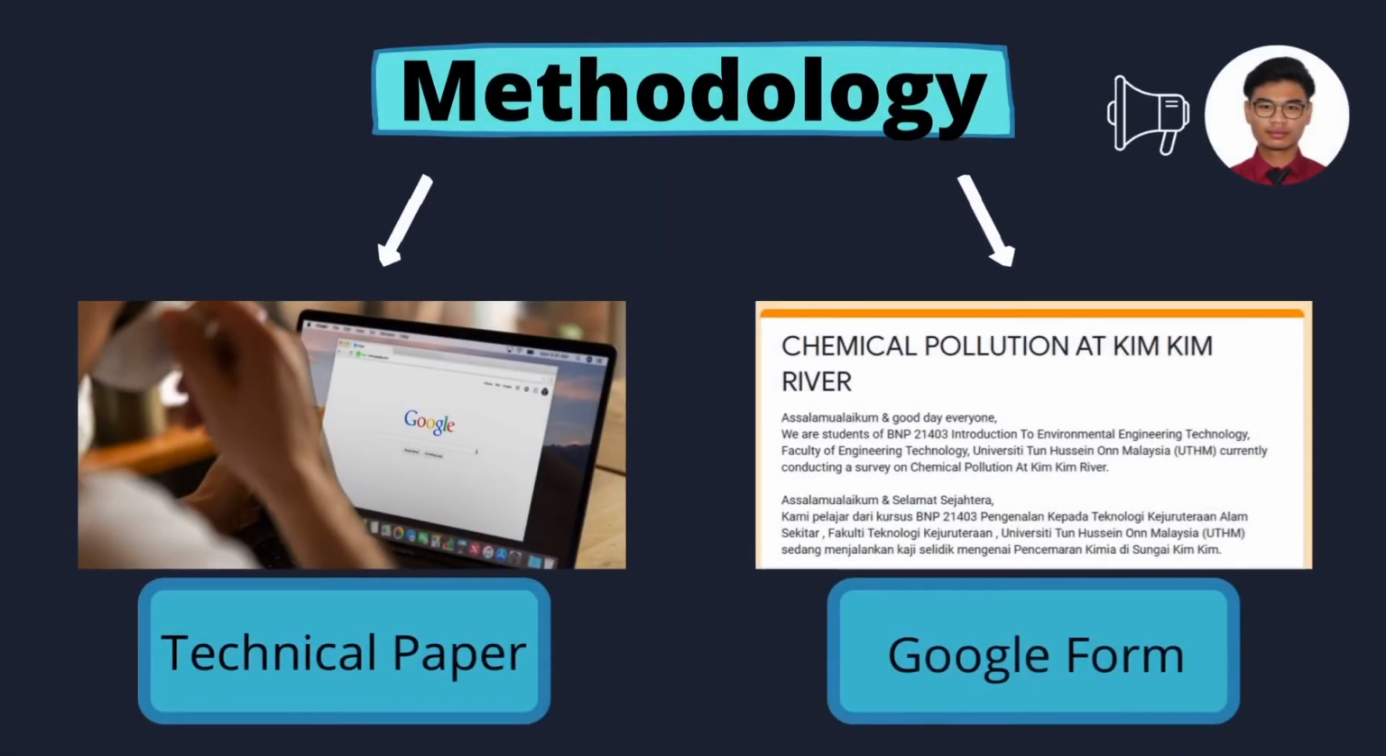For the methodology, to achieve the objectives of our studies, we use two different methods, namely technical paper and questionnaire. A technical paper is one of the ways to find knowledge in doing academic research. The source that we take is from an internet source with existing data. The questionnaire that we use is through Google Form containing structured questions about the knowledge of the impact of Kim Kim River.